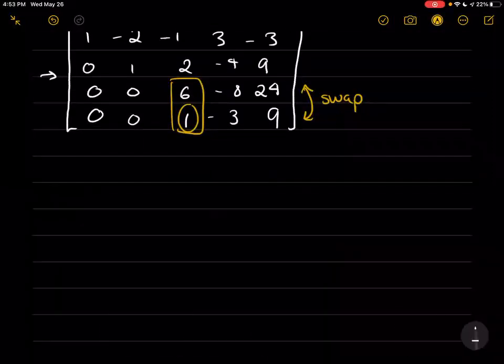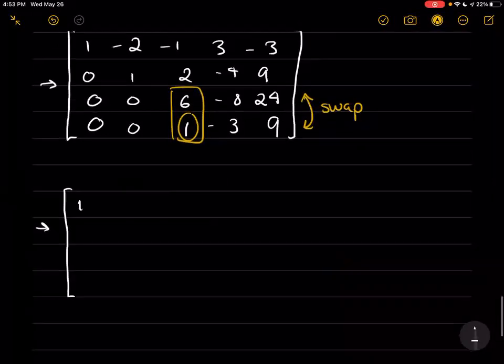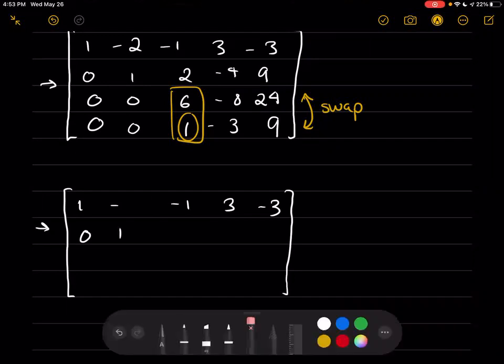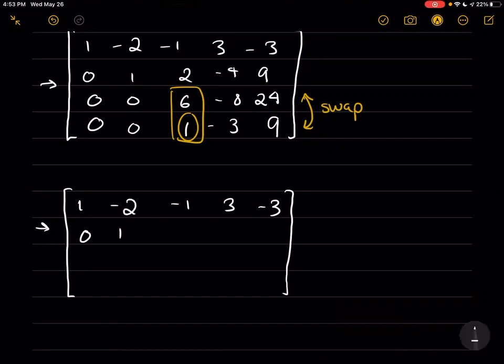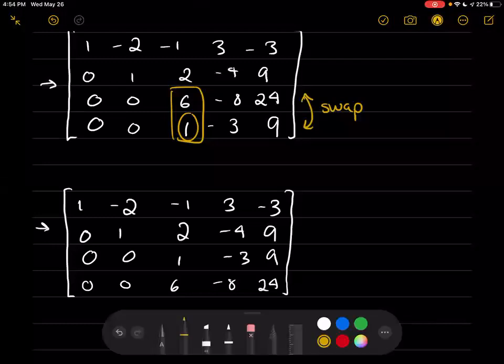When we do that, the other two rows are unchanged. We swap them out, we get 0, 0, 1, -3, 9, and then we get a 0, 0, 6, -8, 24. Okay, so now we can go ahead and do what we were doing earlier.